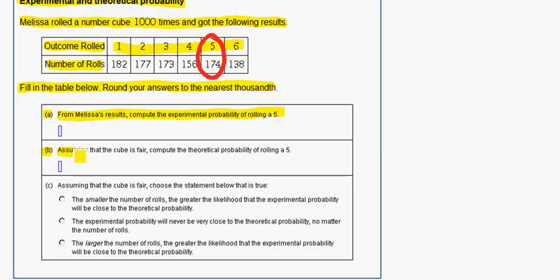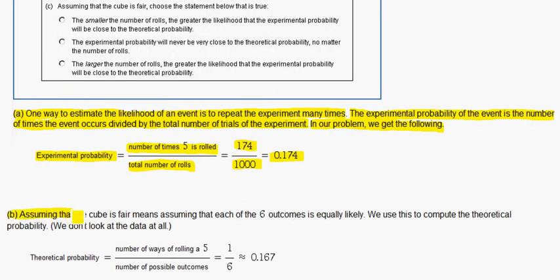Question B, assuming that the cube is fair, compute the theoretical probability of rolling a 5. So assuming that the cube is fair means assuming that each of the 6 outcomes is equally likely, because there are 6 sides to a dice. We use this to compute the theoretical probability. We don't look at the data at all.